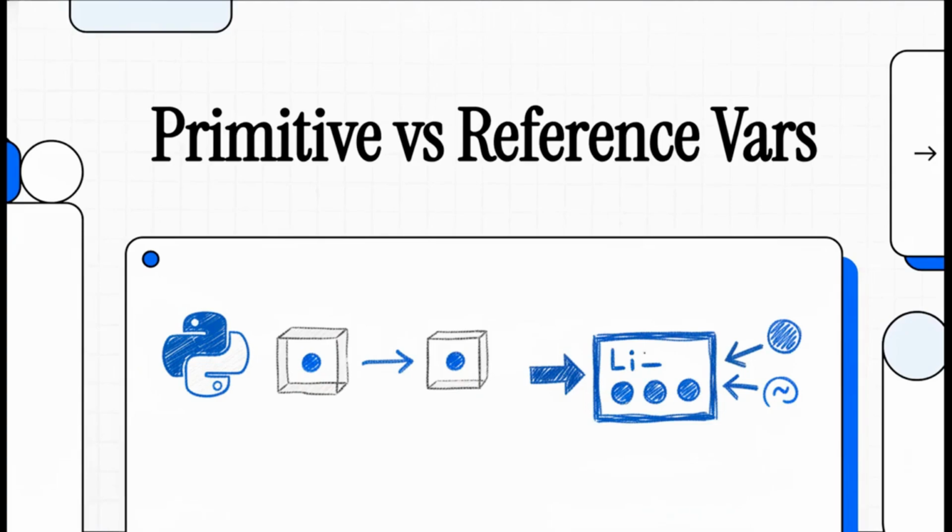Okay, so if you've ever written any Python, I bet you've hit this wall. You change one variable, and all of a sudden, a completely different variable that you didn't even touch also changes. It's a classic, head-scratching bug that trips up literally everyone. So today, let's finally pull back the curtain and understand what is really going on under the hood.